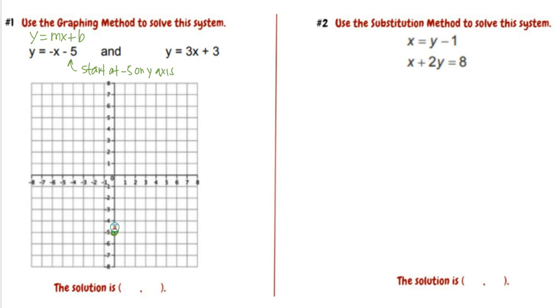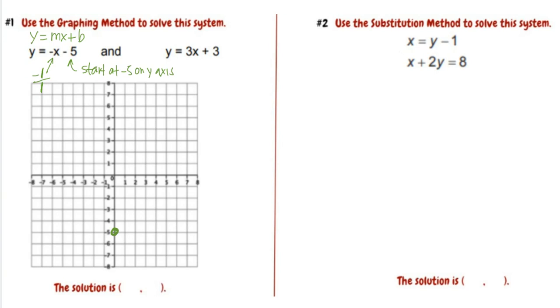And then the slope of this line, the m, is -1. That's the number in front of the x. And if we want to do the slope as rise over run, we would put a 1 under it. So it's -1 over 1. And that's going to be our rise over our run.